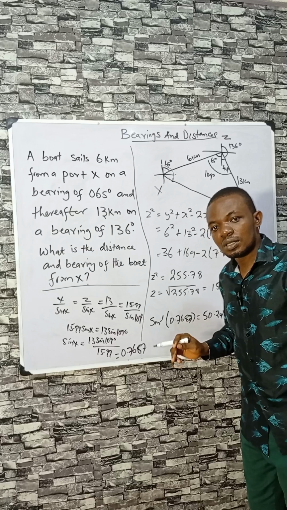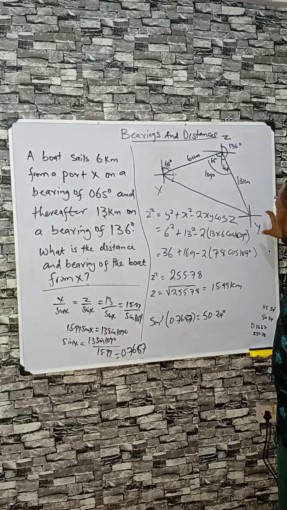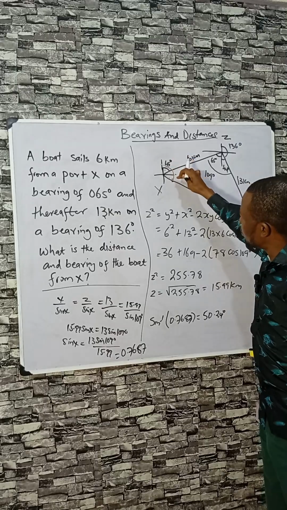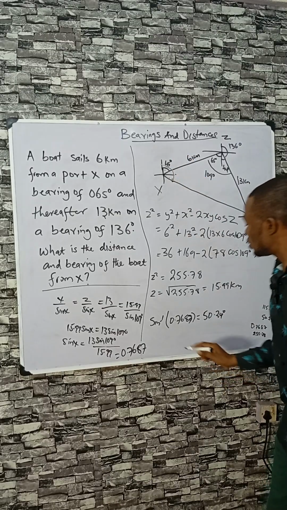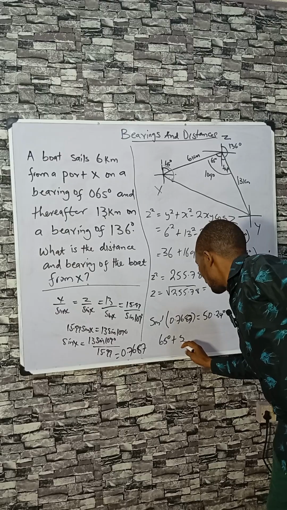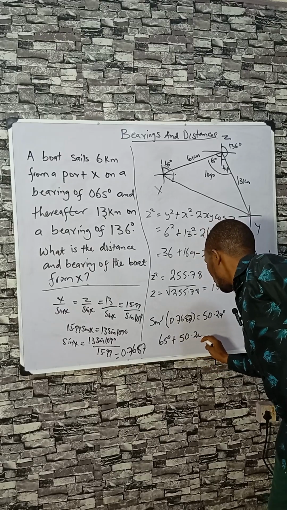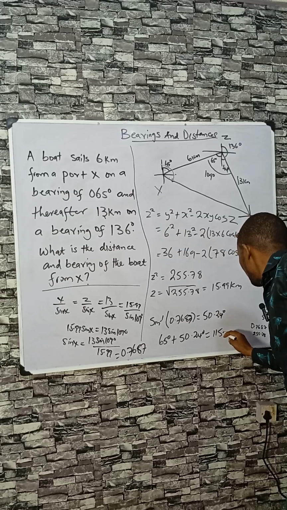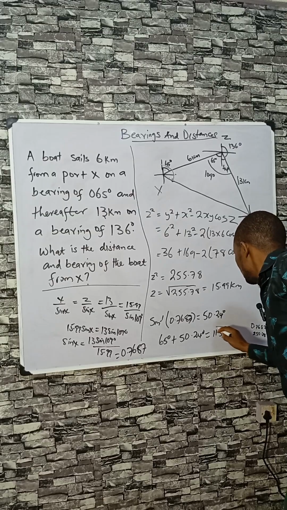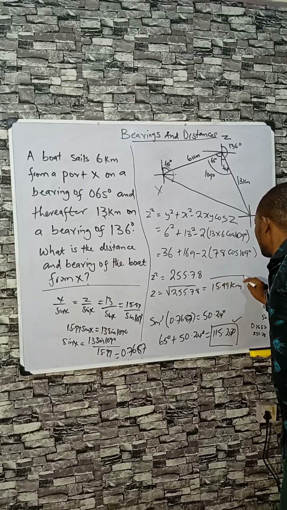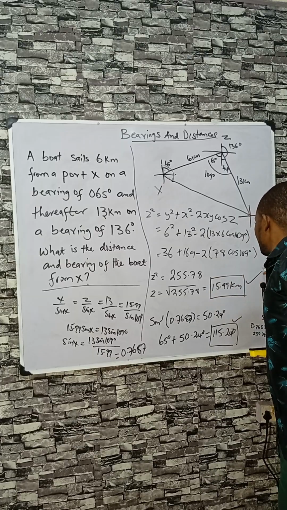Now the bearing, like I said, the bearing of the ship from X is now 65 plus this angle calculated. So it's just 65 degrees plus 50.24. I have it as 115.24 degrees. This is the bearing, this is the distance.